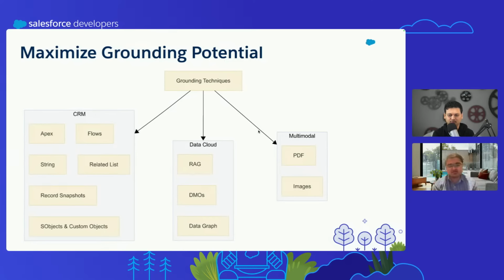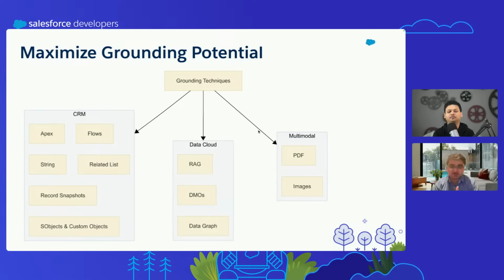Now, what does that look like? Well, there's a couple of examples of it. The first big category is our classic CRM objects. These are things that have made our platform powerful before. You've heard about the power of the platform in the past. All of those things are things that now you can use to inform the outputs of your prompts. So what does that mean? It means you can invoke Apex or a flow in your prompt, and the prompt can use data from that in order to make sure that it is giving you the most up-to-date information possible. Ditto for things like SObjects and custom objects.